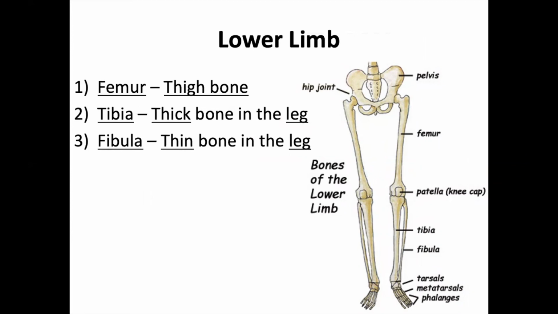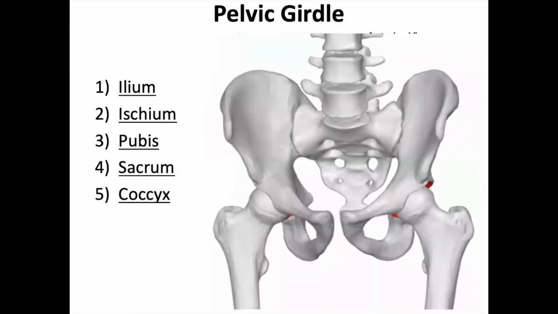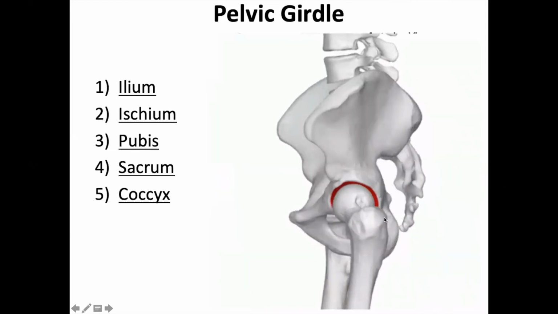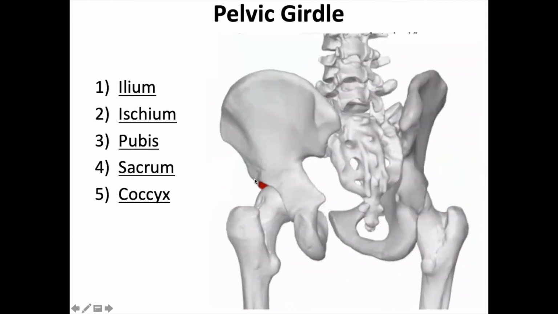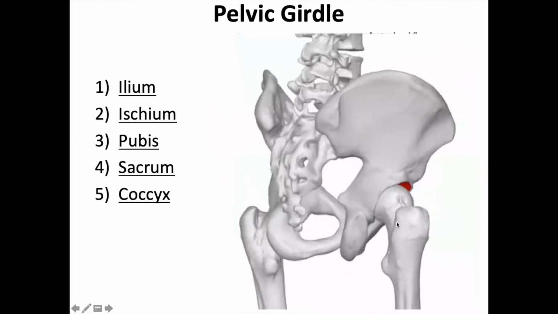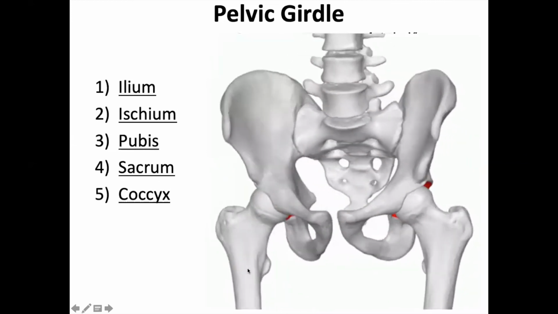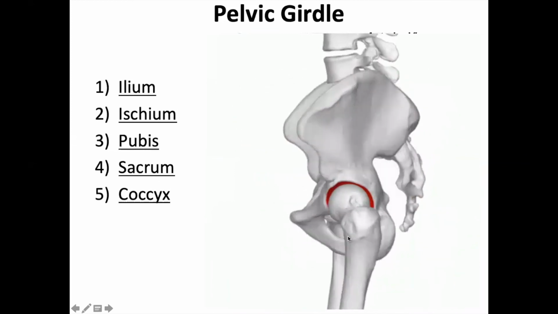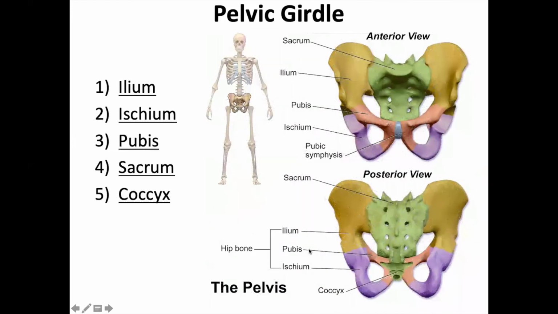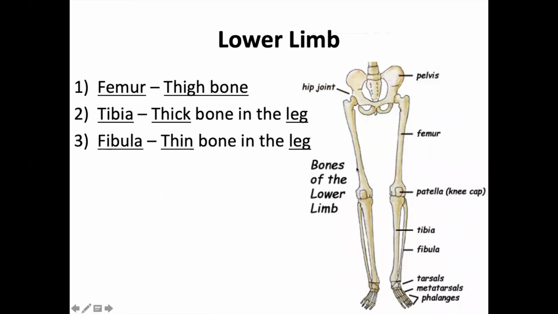All right, your lower limbs. Backtracking for a second. Right here, see that red, that connection point? This ball joint, that is your femur. That is your thigh bone connecting to your hips. And it is the largest bone in your body. It is the thickest and strongest bone in your body. It's the hardest bone to break. It has a tremendous amount of weight support going on right there.